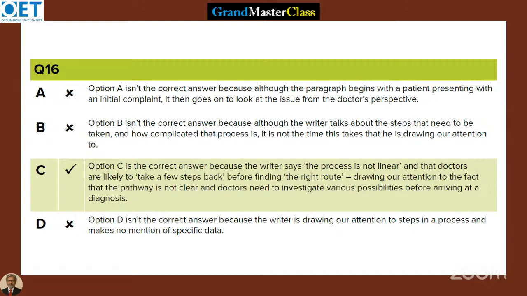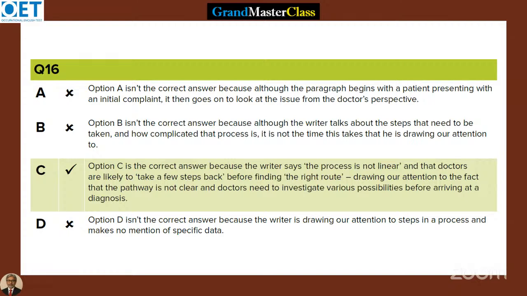That means this is not a direct path. This is not a linear path. This is not a straightforward path. The doctors will go back, move left, move right. Then they will take all the things into consideration, various possibilities, and then they arrive at the diagnosis. It's not a straightforward path. They have to take indirect routes, not a direct route. Okay, it's not linear. That's what he's telling. Right. So they will take various possibilities.